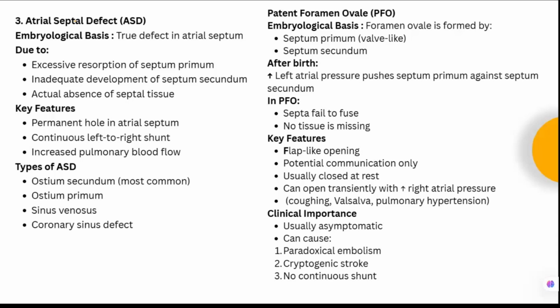What are the types of ASD? Ostium secundum, ostium primum, sinus venosus, and the coronary sinus defect, out of which the ostium secundum is the most common type. So you should know which type of ASD is most common. It is the ostium secundum.